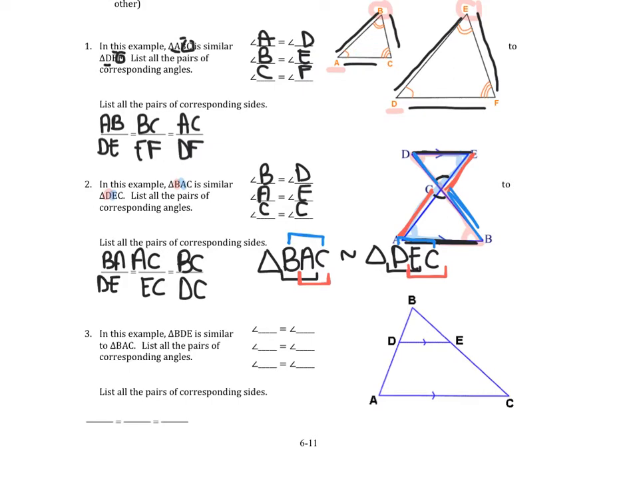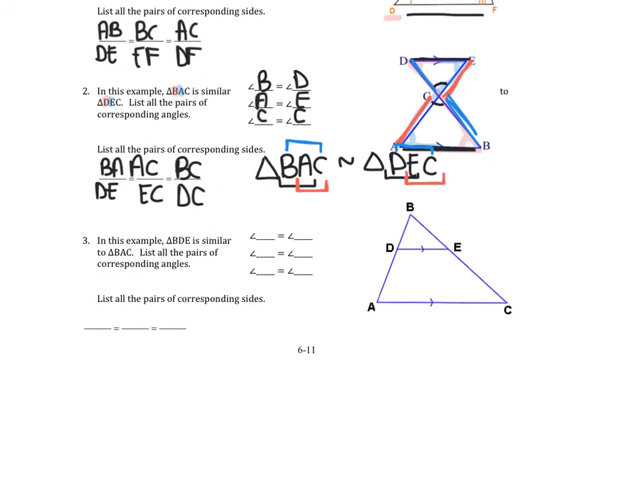Okay, let's try one more example. And in this case, our triangles are actually nested. So I have a small triangle within a big one. So I have triangle BDE, which is this one right here, the little one, is similar to BAC. So again, I'm going to use my statement and my actual diagram to prove what angles and what sides correspond.